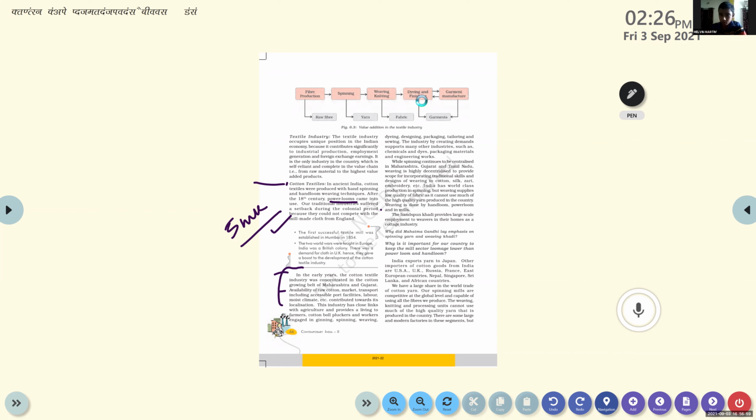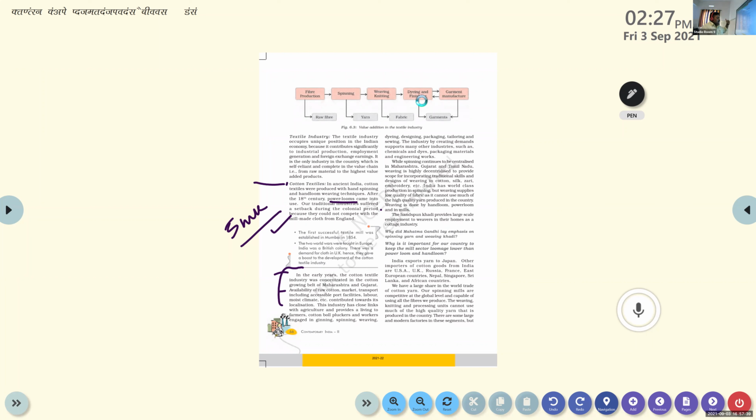This industry has close links with agriculture and provides a living to farmers, because cotton is an agricultural product. So cotton textile industries are developed, and basically it is helpful for the development of agricultural production, basically cotton cultivation. So the agricultural sector in that region also developed. Cotton ball pluckers and workers engaged in ginning, spinning, weaving, dyeing, designing, packaging, tailoring, and sewing. A number of people also started participating in the production of cotton textiles.